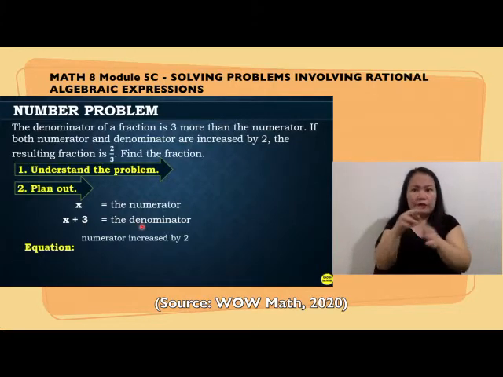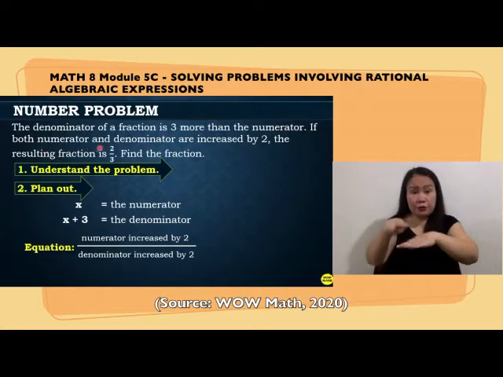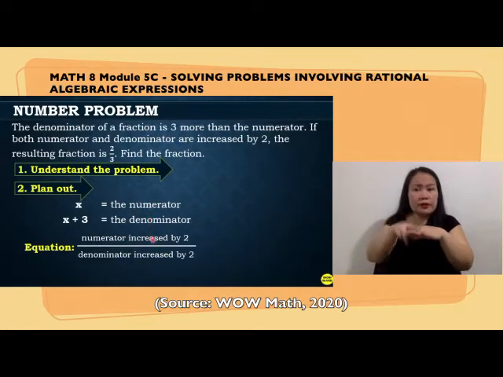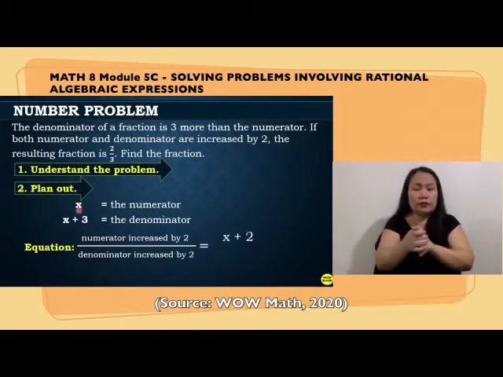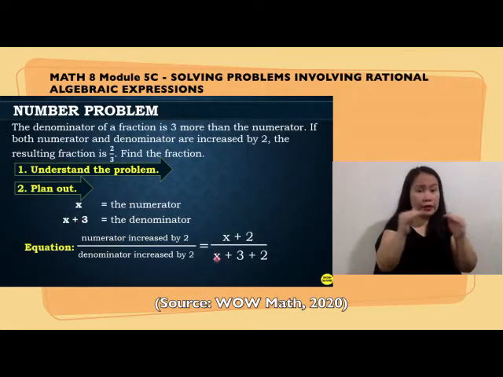Now, merong isang condition. So, if both numerator and denominator are increased by 2, yung numerator daw natin at denominator ay nag-increase ng 2, ibig sabihin nadagdagan siya ng 2. So, ano ang magiging result niyan? So, this will become, ang numerator natin ay magiging x plus 2 kasi nag-add ng 2. And then, our denominator will become x plus 3 plus 2.